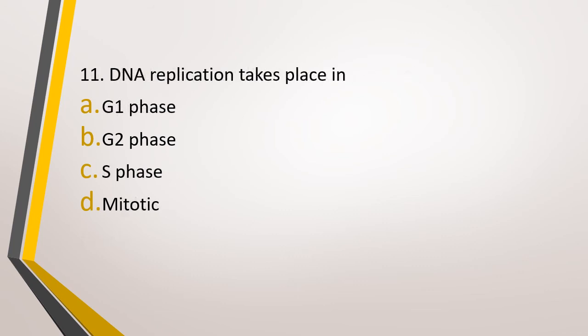Question number 11. DNA replication takes place in option A, G1 phase, option B, G2 phase, option C, S phase, option D, mitotic phase, or the M phase. DNA replication takes place in. The correct answer is option C, that is S phase.